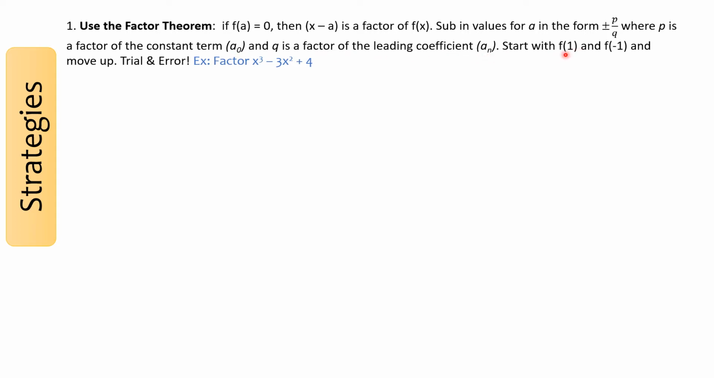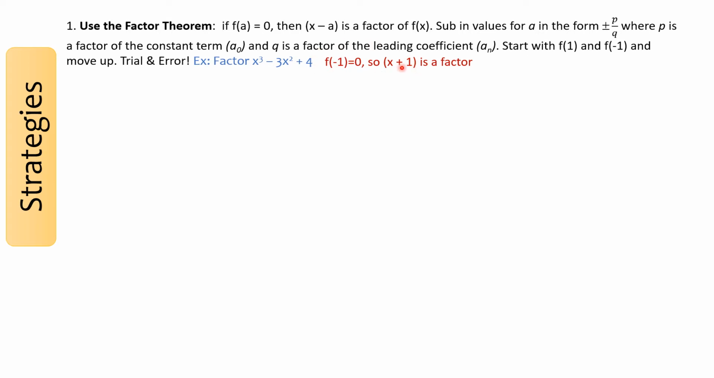Usually you're going to get a small one. You're not going to have to start with a fraction or a number like 18. So usually if you start with 1, -1, 2, -2, you'll find one pretty quickly. And it's just trial and error. So if you had a question like this that said factor this, it's a power of 3 here, we would start with the factor theorem. And in this case, f at -1 is a 0, so that means this is a factor.